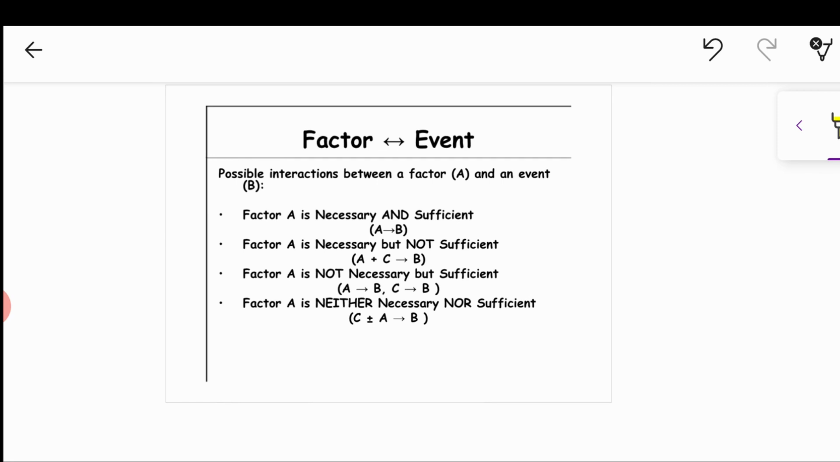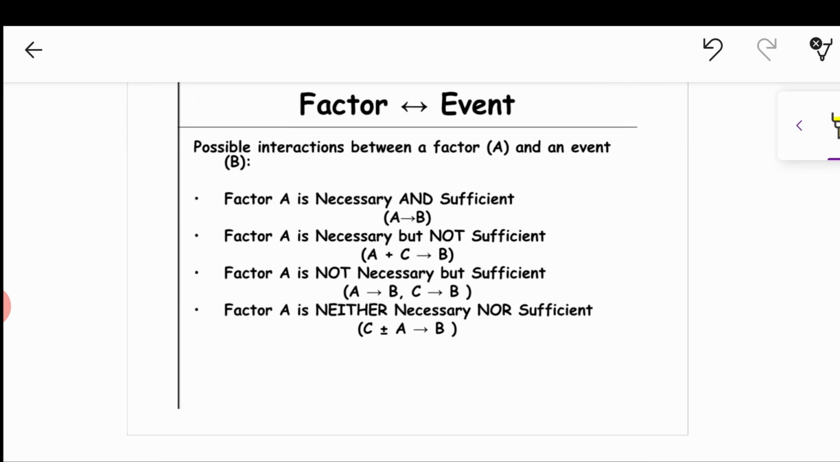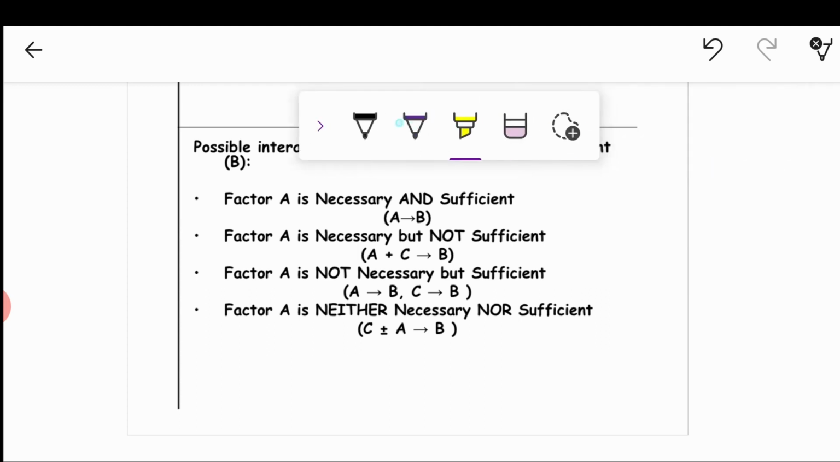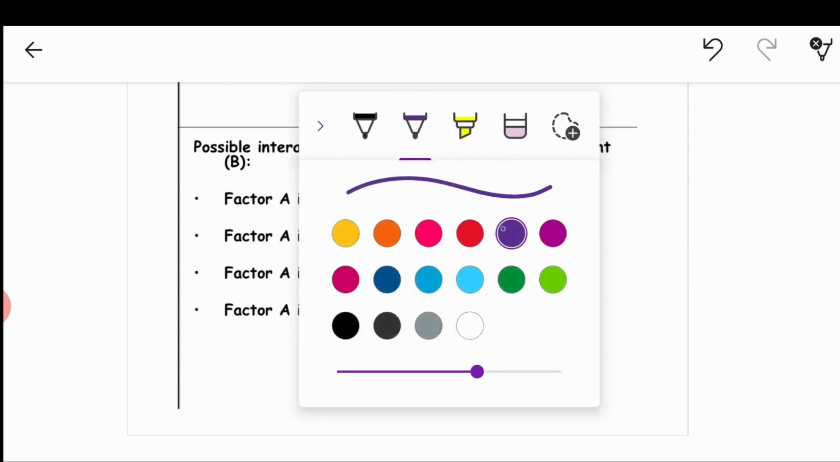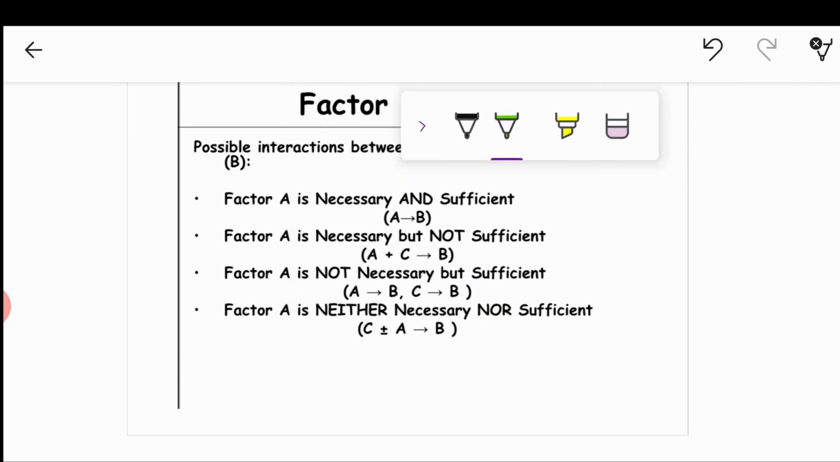All right, let's move on. Now there are different factors. Well, there are different interaction types with factors and the effect. All right. Here we have factor A and event B. All right. Now here we have different configurations, and so we'll just go through each one.